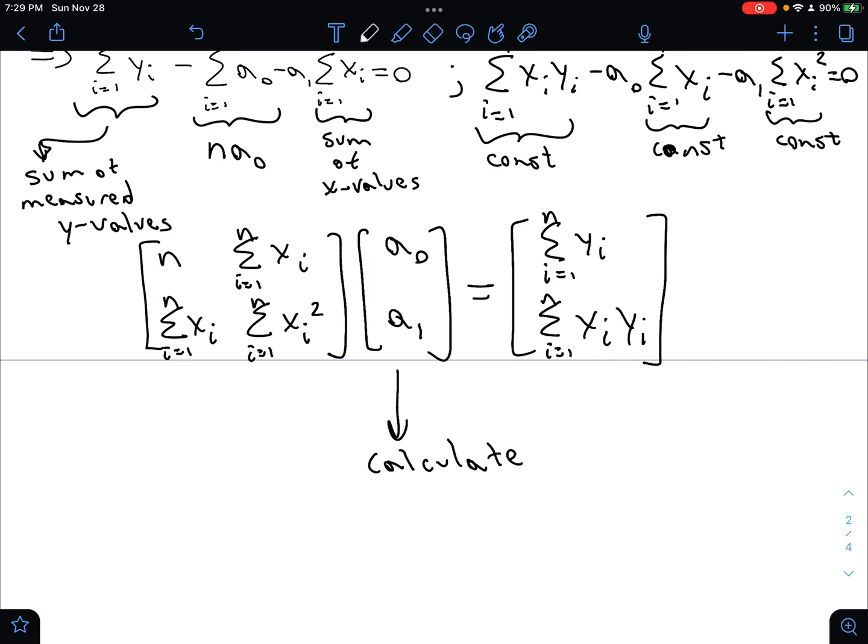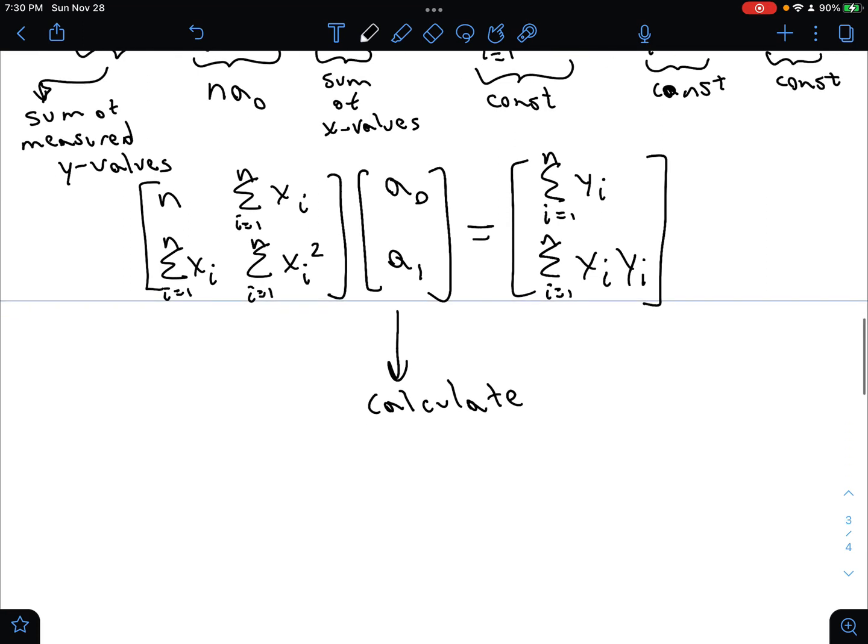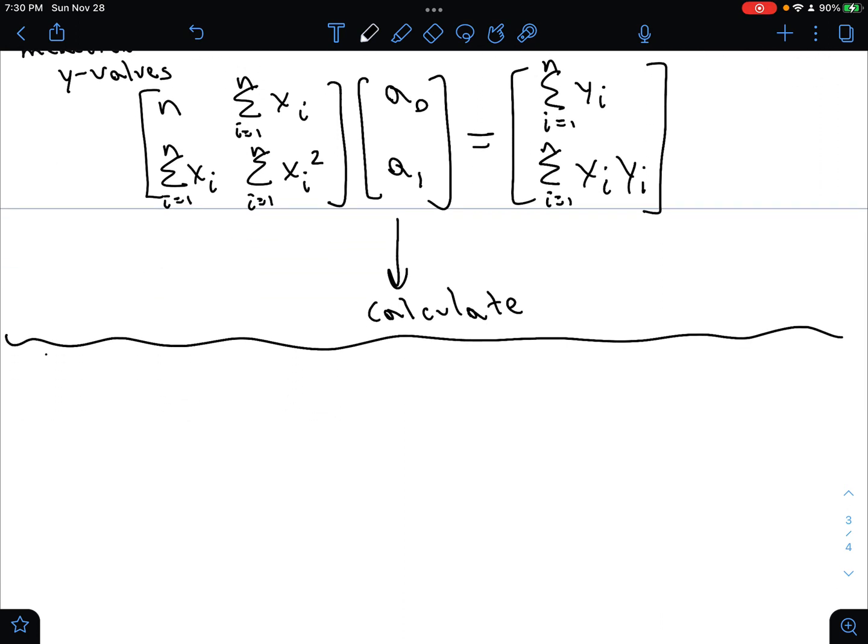So in another video, I'm going to use MATLAB to actually calculate the best fit, but I want to point out something that isn't so easy to see here. There's another way to formulate this matrix problem, and you'll see why I'm pointing this out in a minute. So an alternate formulation.